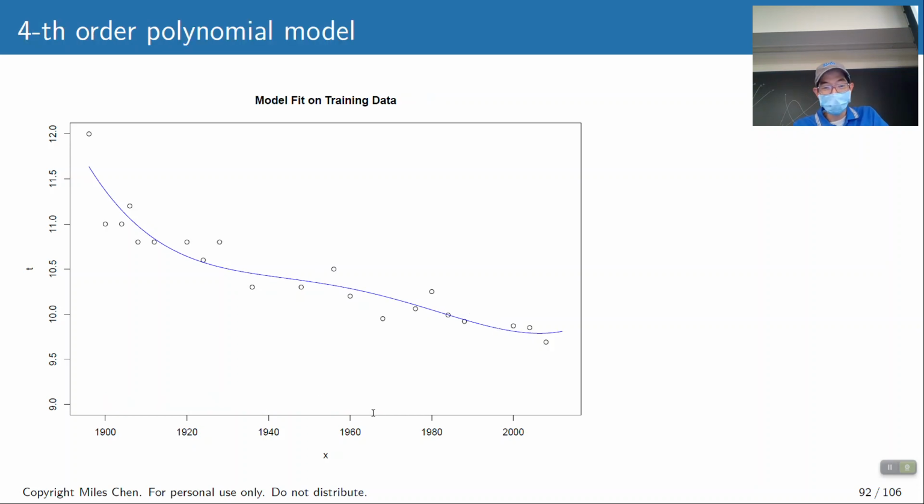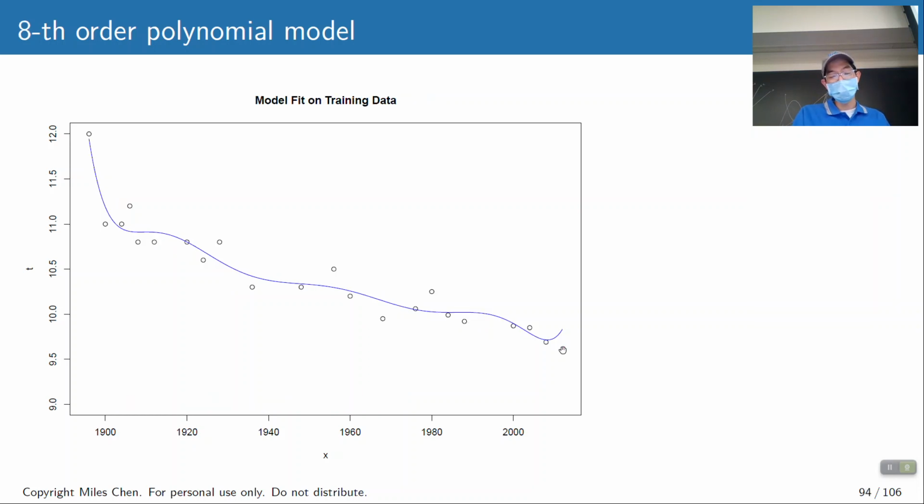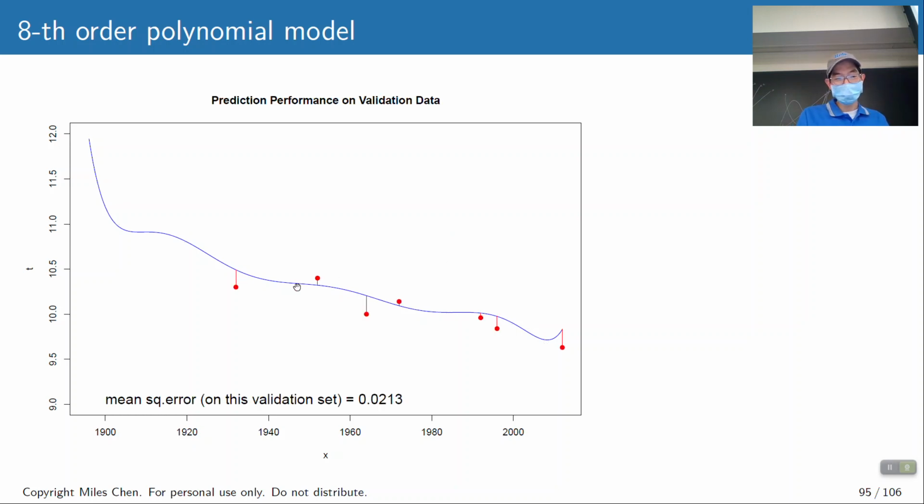What about the fourth order? Okay, fourth order looks like this. Again, it's being fit to the training data, 21 data points over here. And we're going to say, how well does it perform on your 7 points in the validation set? Okay, and this is what we have here. Here it is for the 8th order polynomial being fit on the training data. So you can see the 8th order is able to accommodate this one kind of outlier out here. And we're measuring the error.